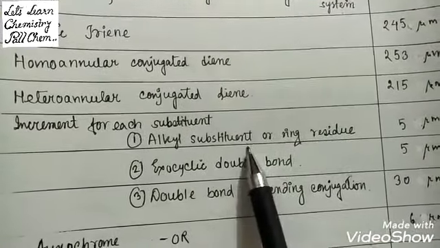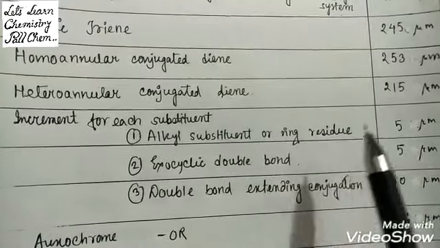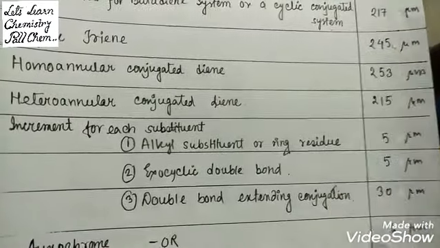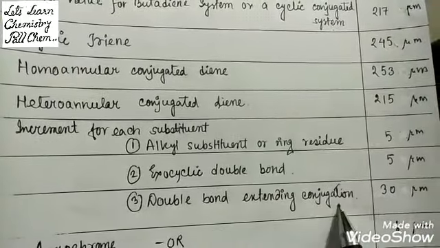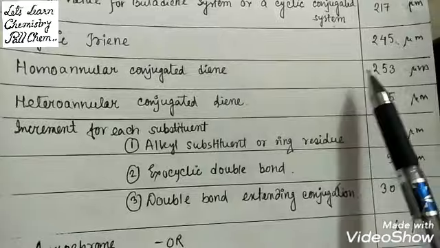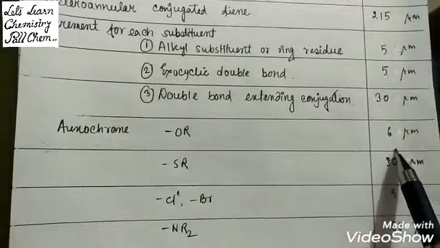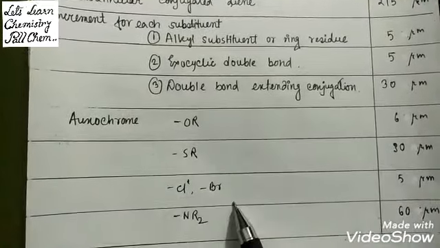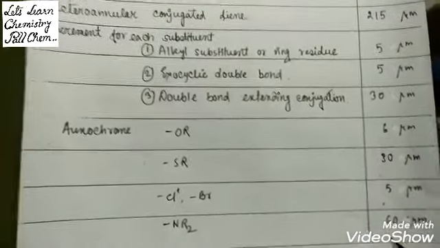Now for an alkyl substituent or ring residue, what a ring residue is I will tell in the example, 5 nanometer will be added. For an exocyclic double bond, 5 nanometer will be added. For a double bond extending conjugation, 30 nanometer will be added. For an auxochrome, if an OR group is present, then 6 nanometer will be added. If an SR group is present, 30 nanometer will be added. Chlorine or bromine, then 5 nanometer will be added. Similarly, if NR2 is there, then 60 nanometer will be added.